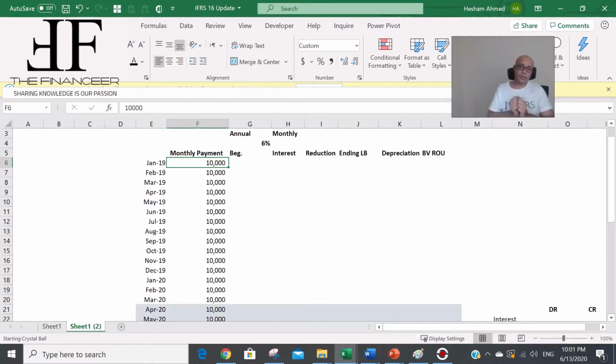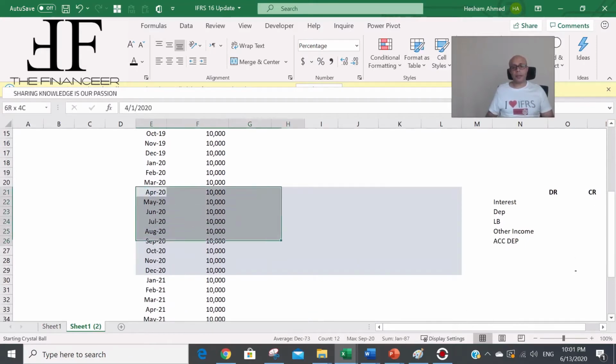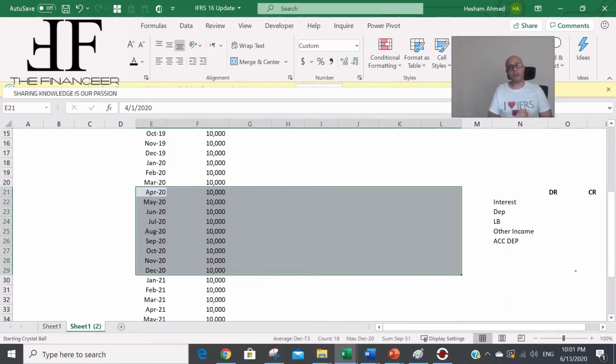One more assumption in this case is that the interest rate implied in the lease is 6%, and this is an annual interest rate. Now, due to the COVID-19 pandemic, the lessor gave the company a relief from some of the lease payments, starting from April 2020 up to December 2020. So let's assess whether we have met the 3 conditions stated by the amendment or not.